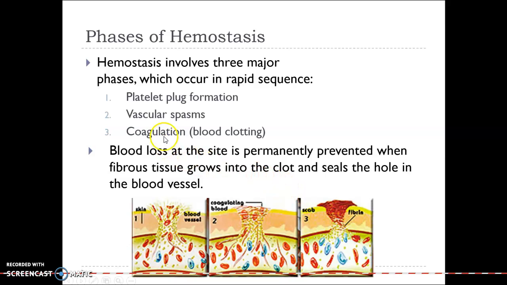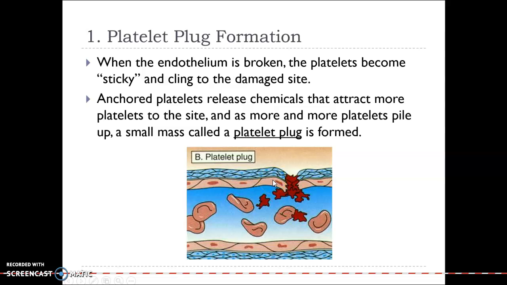So it's a 3-step process of platelet plug formation. When you get a damaged vessel or you damage your skin in some way, you get a cut, immediately your body starts to send platelets to that area. And then you start to develop vascular spasms. Vascular spasms are an important part of this because they actually cut off the blood supply and prevent blood flow through there too much so that you don't lose too much blood. And then coagulation is that blood clotting. We're going to look at it more specifically here.